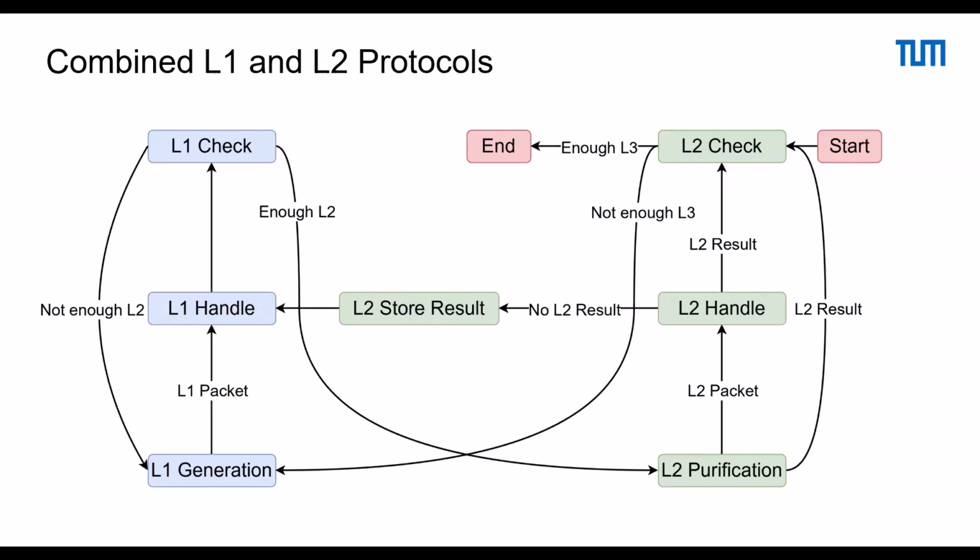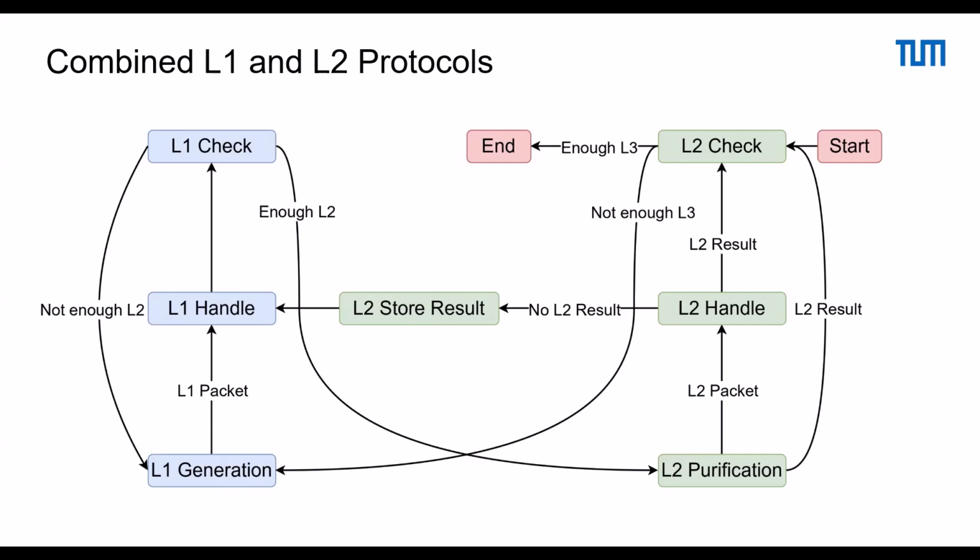Then let's come to the combined L1 and L2 protocols. This is how we would represent a protocol on the networking side of things. Here these blue nodes basically represent the L1, so entanglement generation, as we call it, and then the L2 is usually purification. Or any other form of fidelity improvement that we need to do for our qubits so that they're usable for long-term or long-range communication.